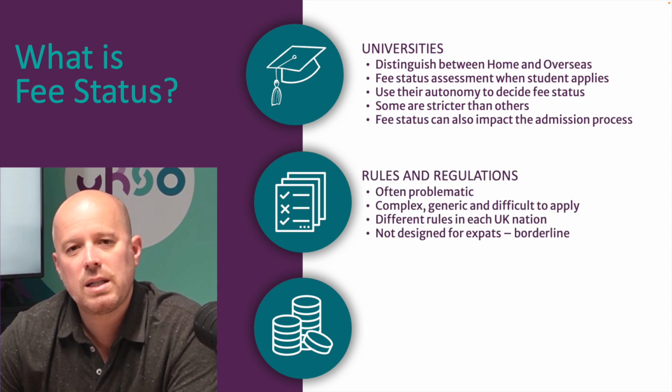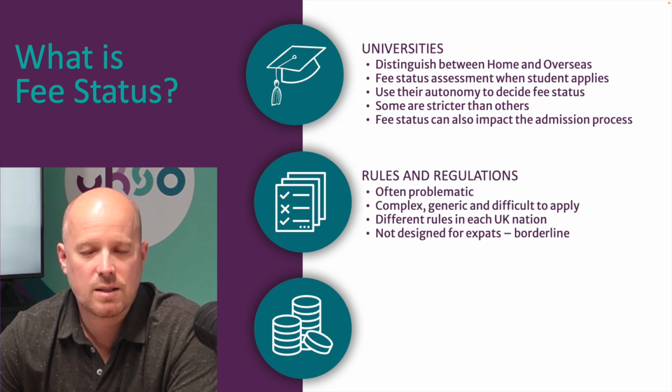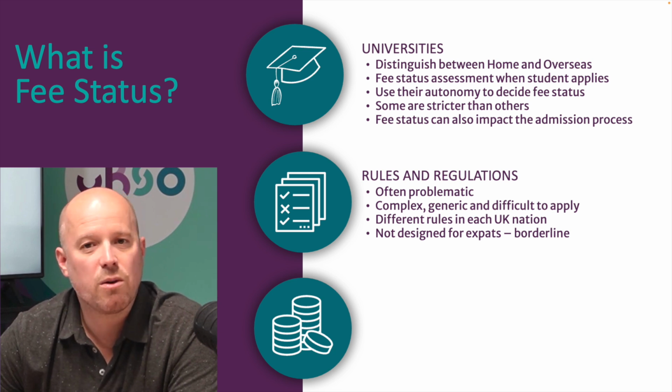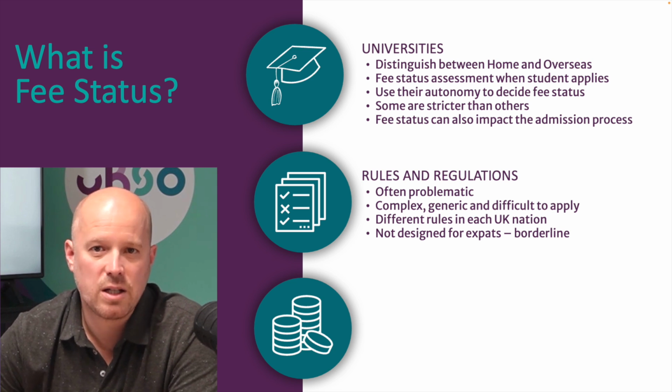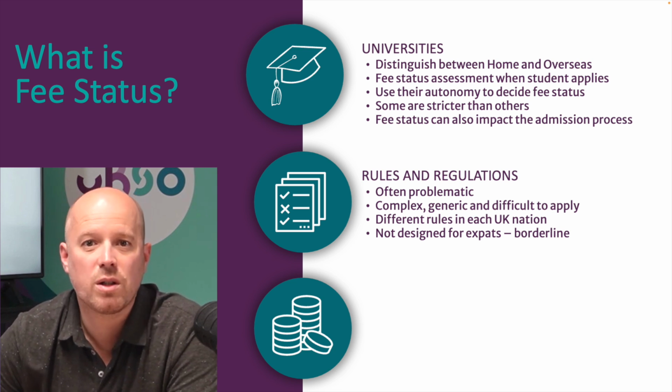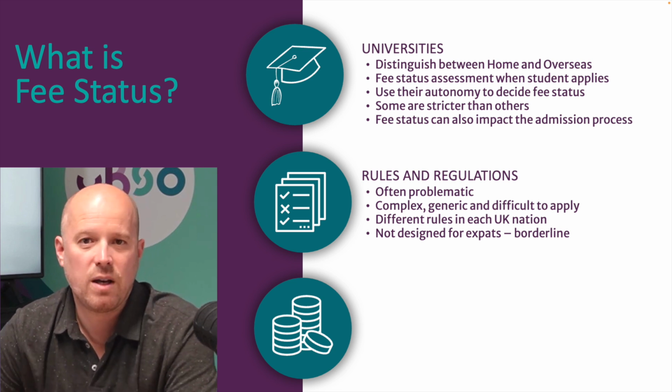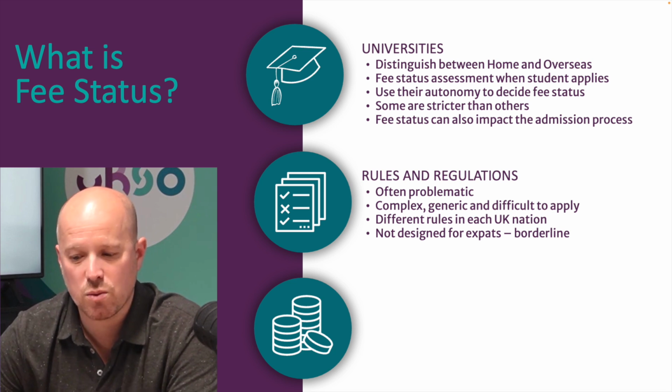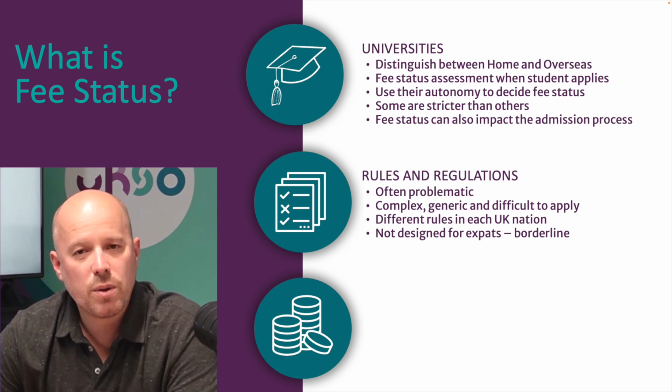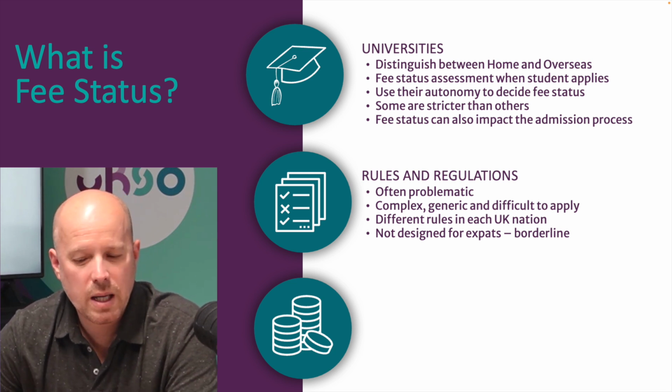So universities are undertaking these fee status assessments, and they are using rules set by the UK government, and this is under the devolved arrangement. So there are different rules in each of the UK nations. So England, Scotland, Northern Ireland, and Wales each have a different set of fee status rules. The problem is that the rules are very complex.